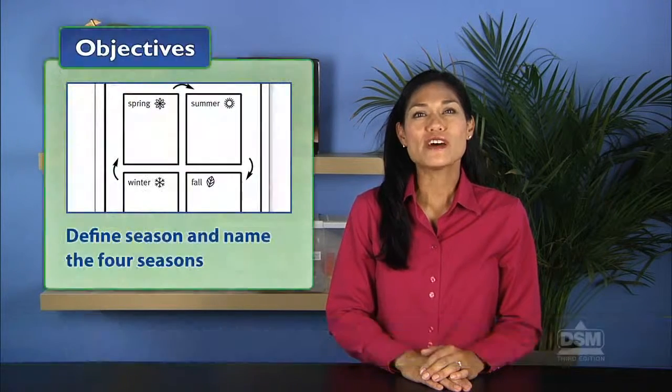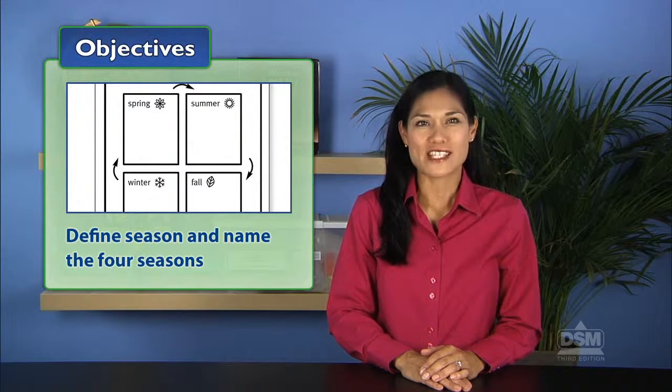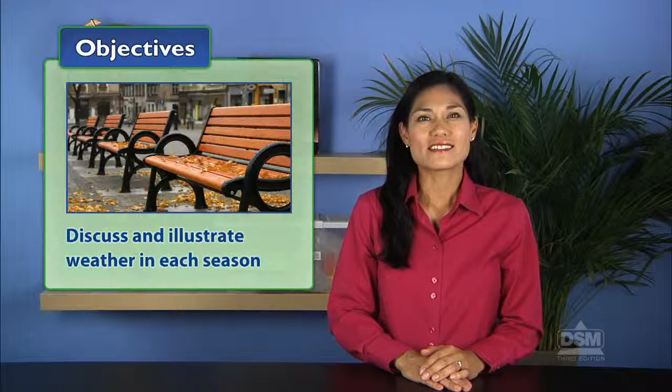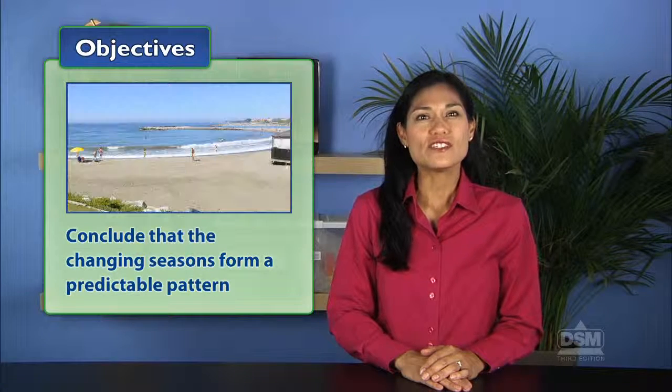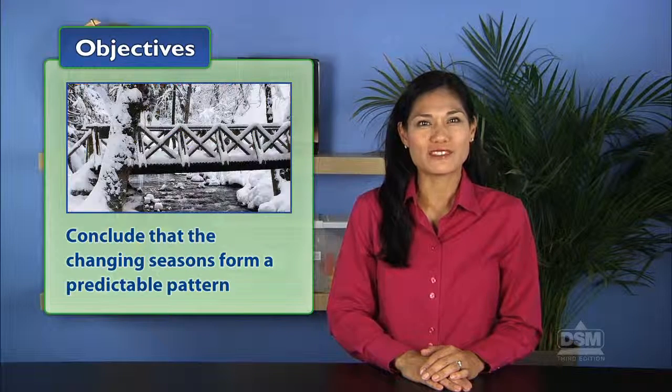In Activity 7, Seasons, students define season and name the 4 seasons. They then discuss and illustrate weather in each season and conclude that the changing seasons form a predictable pattern.